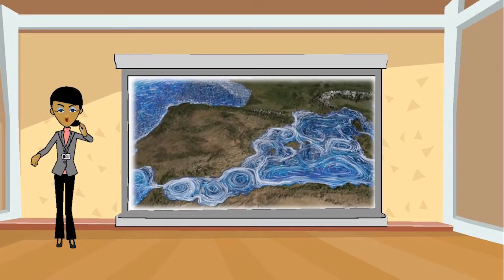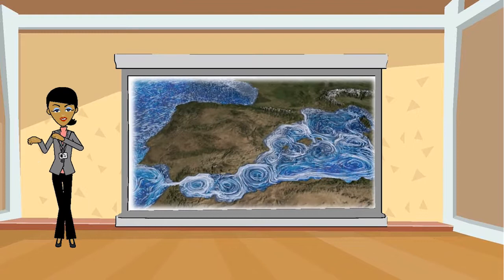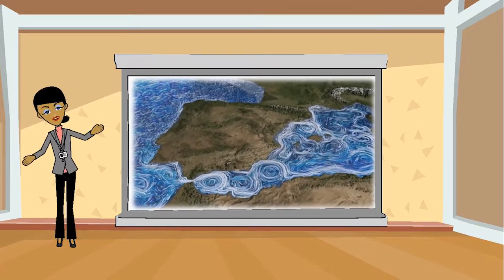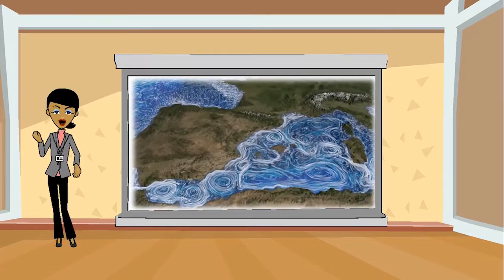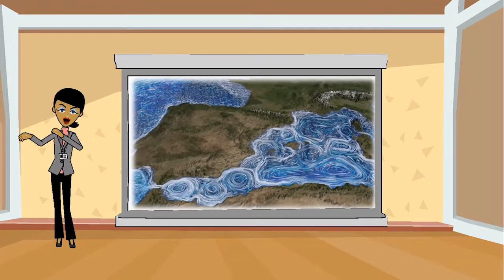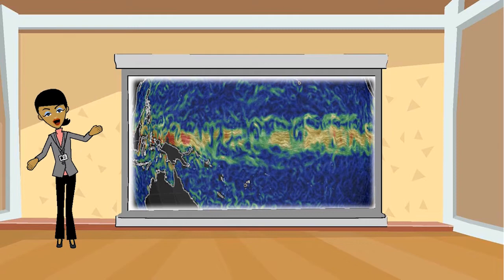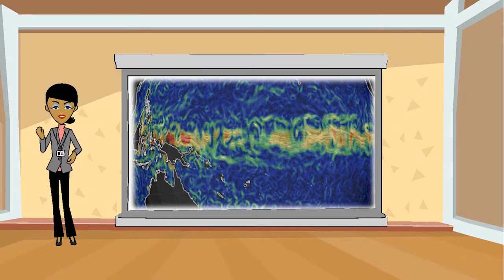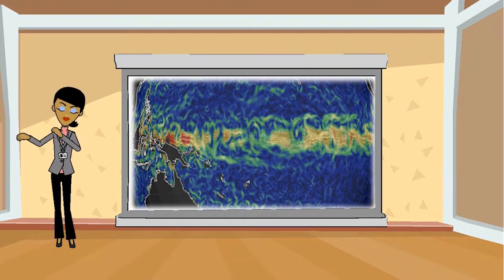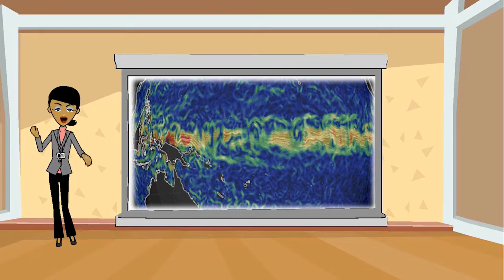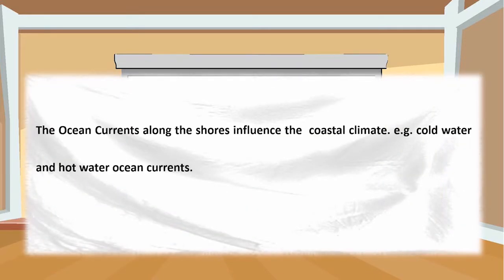The ocean currents along the shore are responsible for the coastal climate. For example, cold water and hot water ocean currents. Warm water currents originate in the equator and move towards the poles, whereas the cold ocean currents generate in the poles and move towards the equator. These ocean currents can travel thousands of miles and can be seen in the major oceans.